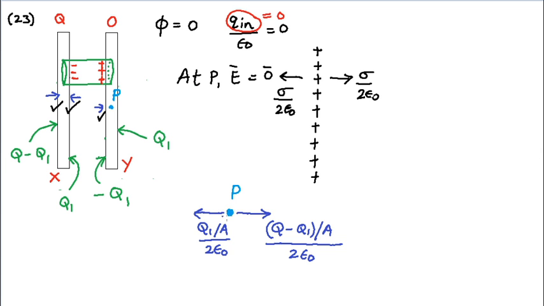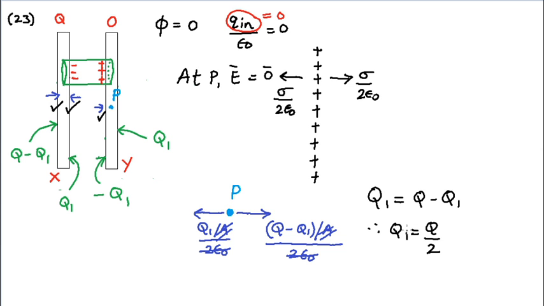Now these are the only two fields acting at point P, and we are aware that the net field at P is equal to 0. So of course these two fields, the leftward field and the rightward field, must balance. So I equate them, and in the process this twice epsilon naught cancels and A cancels, and what I'm left with is the equation Q1 equals Q minus Q1, which would then give me Q1 equals Q divided by 2.